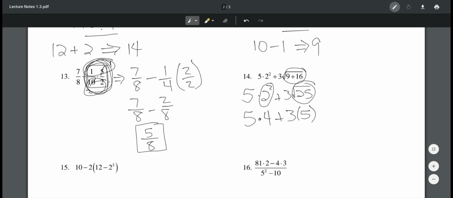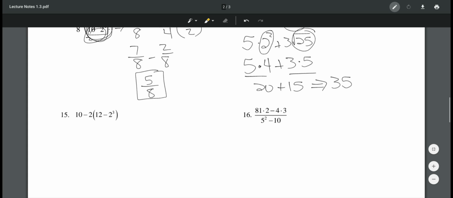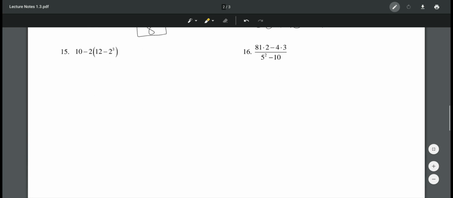Now, I have some multiplication. I have some addition. So I'm going to multiply first. So that gives me 20 plus 15. And then I'm going to add for a grand total of 35.